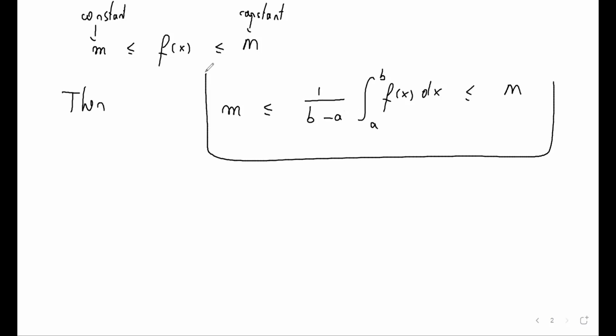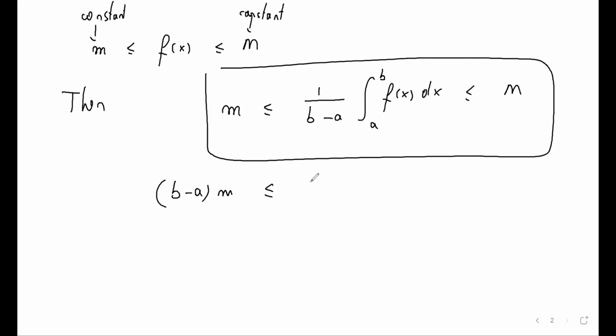What does that say in practice, and how does this formula even come about? Folks, if you multiply both sides, this really tells you that lowercase m multiplied by b minus a is less than or equal to the integral from a to b of f of x dx, which is less than or equal to b minus a times uppercase M.